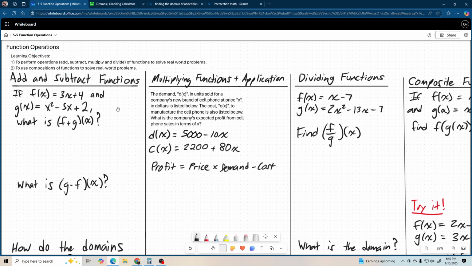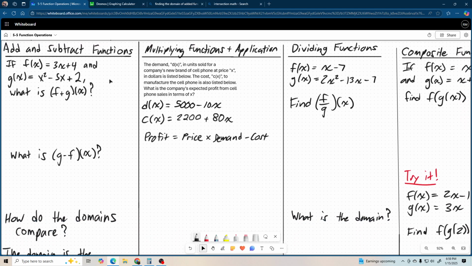Alright, so let's just start with adding and subtracting. So first we're going to add and subtract functions, and then we're going to talk about how those relate to the domain of those functions.